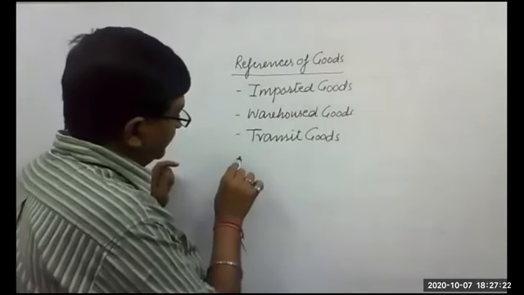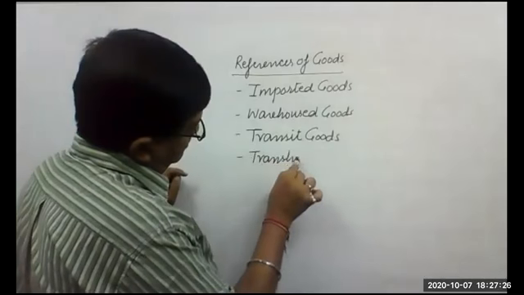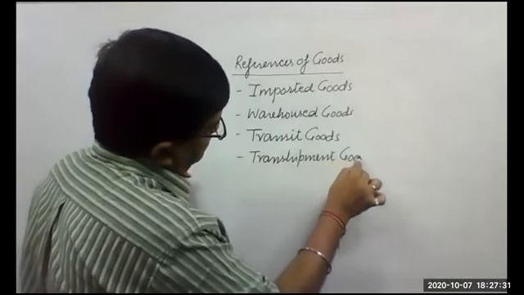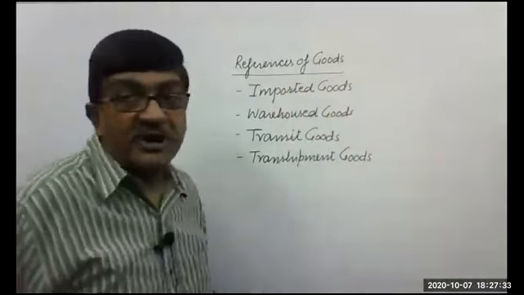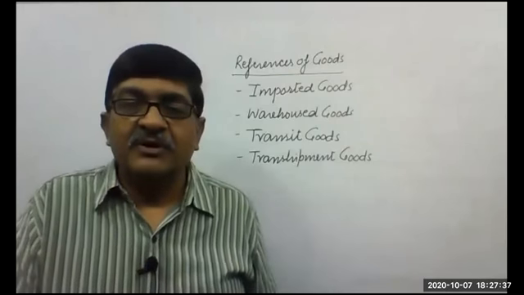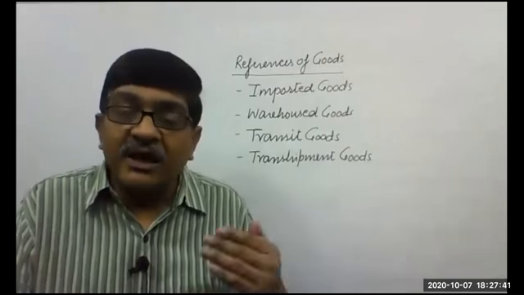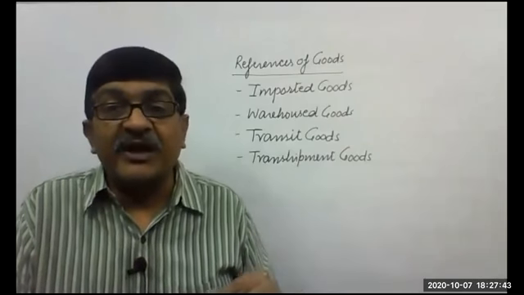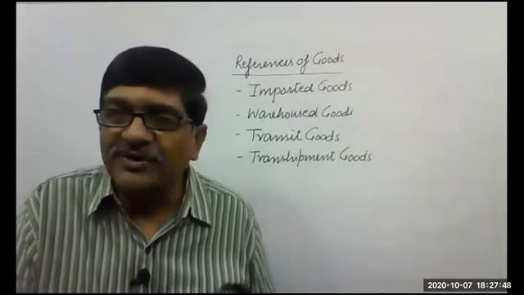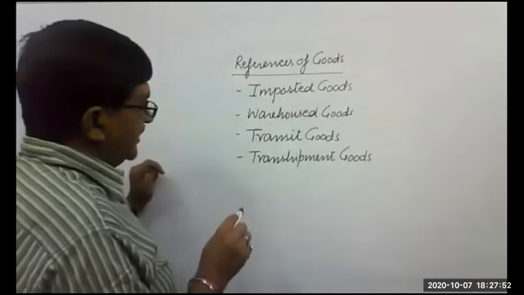Then we have reference of transshipment. What are transshipment goods? Goods unloaded at the place of arrival, and therefrom those are sent to some other place in India or outside India, but without paying any duty. Those are referred to as transshipment goods.